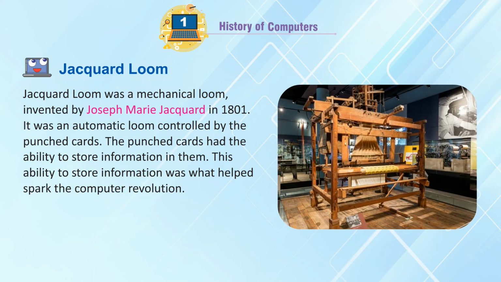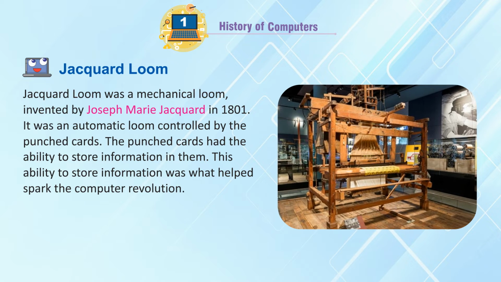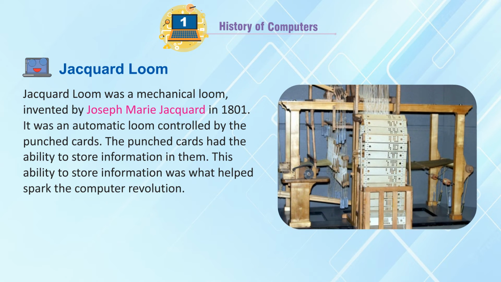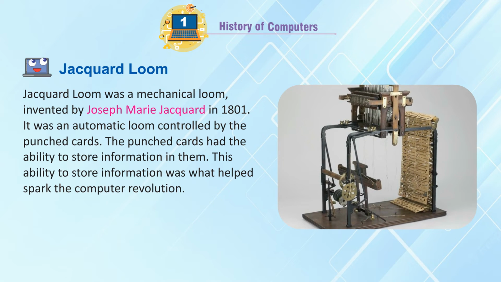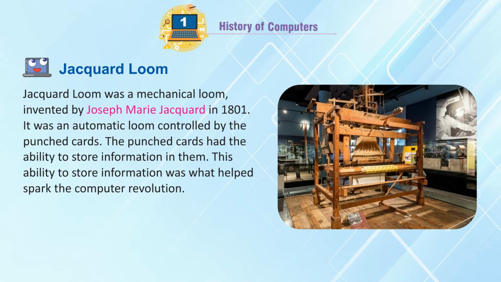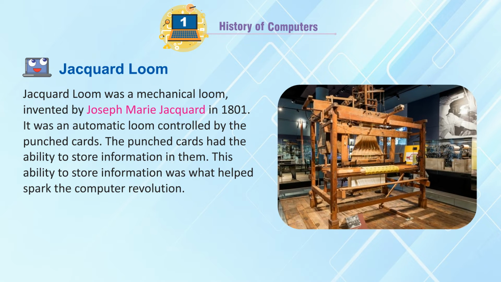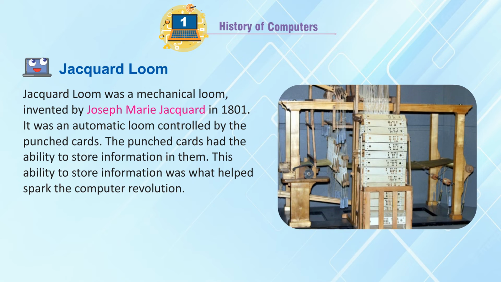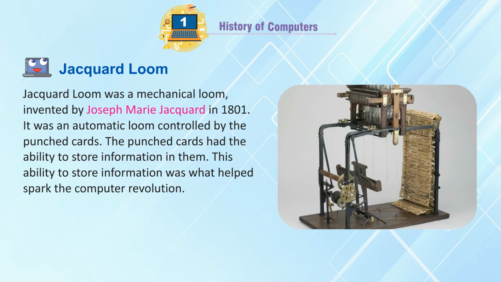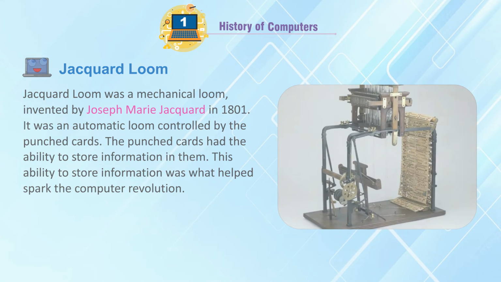Jacquard Loom. Jacquard Loom was a mechanical loom invented by Joseph Marie Jacquard in 1801. It was an automatic loom controlled by the punched cards. The punched cards had the ability to store information in them. This ability to store information was what helped spark the computer revolution.